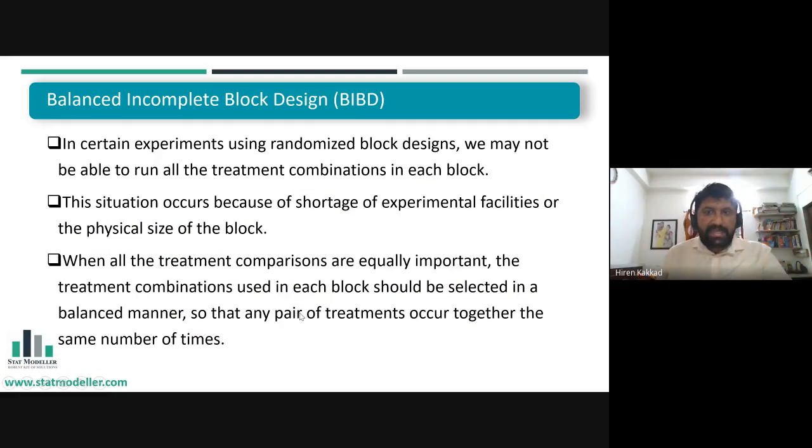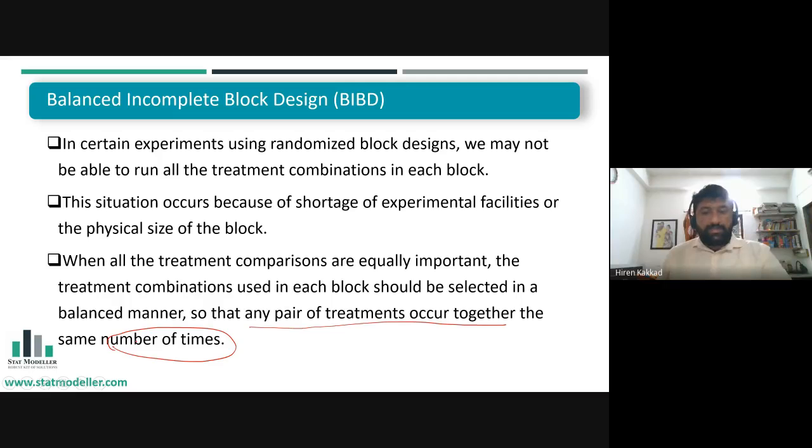Before that, let us have a look at this line. When all the treatment comparisons are equally important, the treatment combinations used in each block should be selected in a balanced manner so that any pair of the treatments occurs together the same number of times.